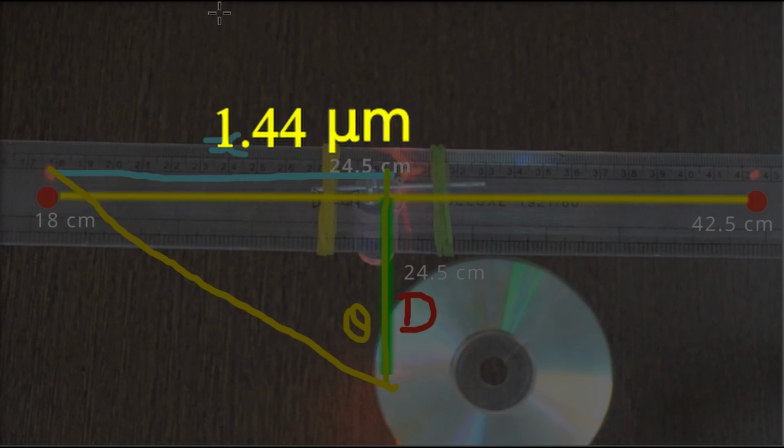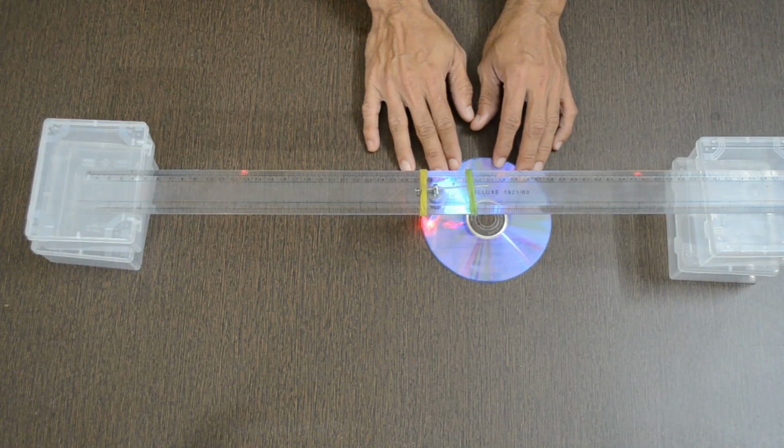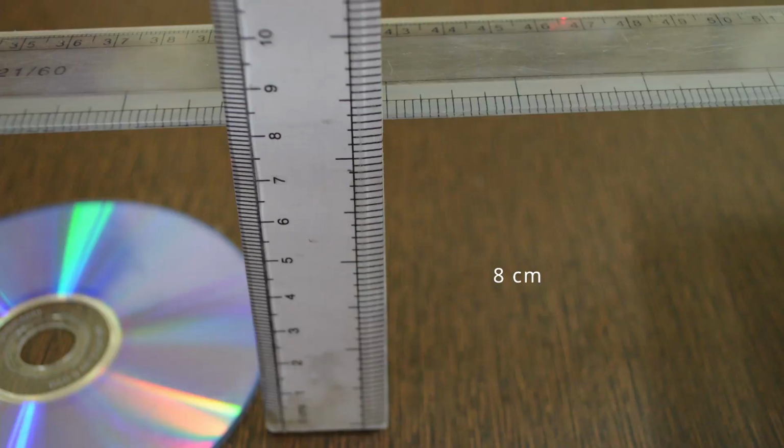As per the specification, it is 1.6 micrometer. Given the homely setup, we are okay for now. How about replacing the CD with a DVD? Will the readings differ? Yes, a DVD can store more information in the same total area. Tracks are closely spaced.